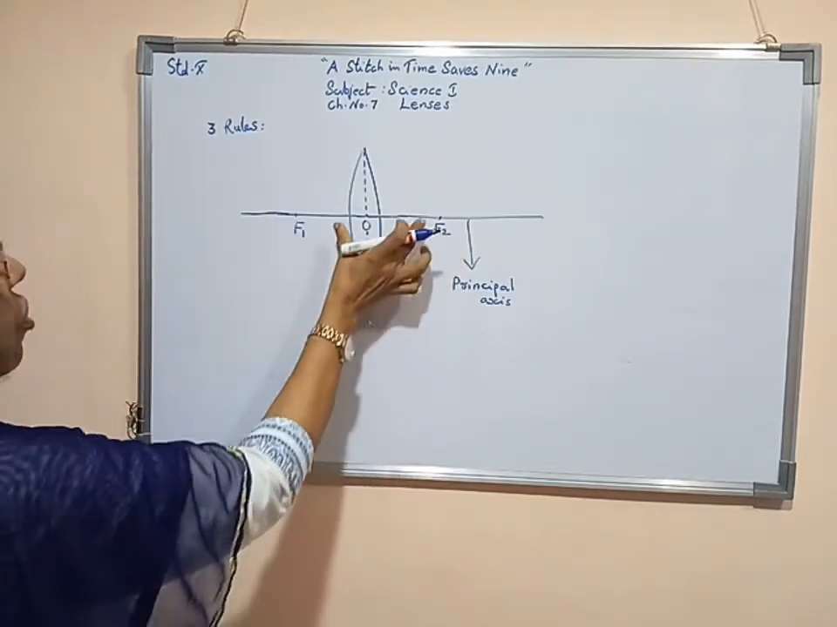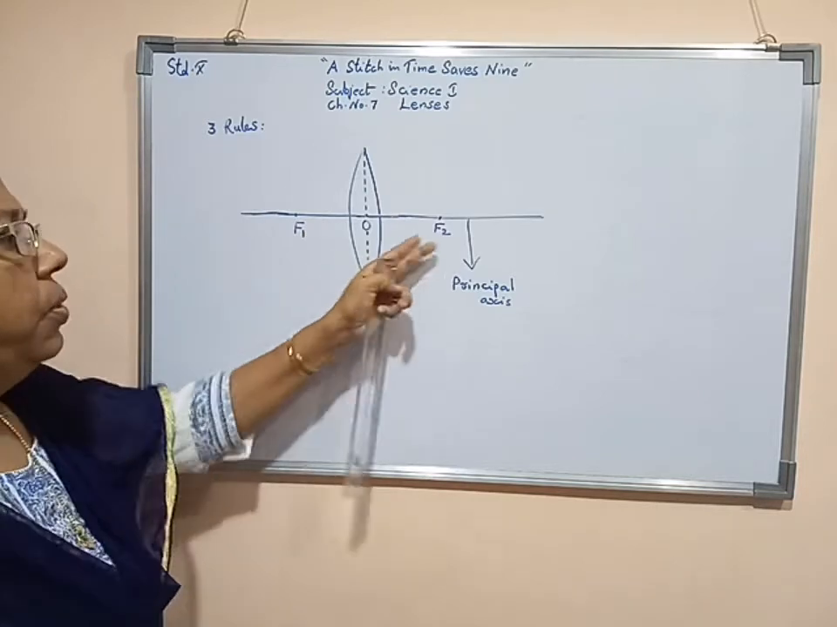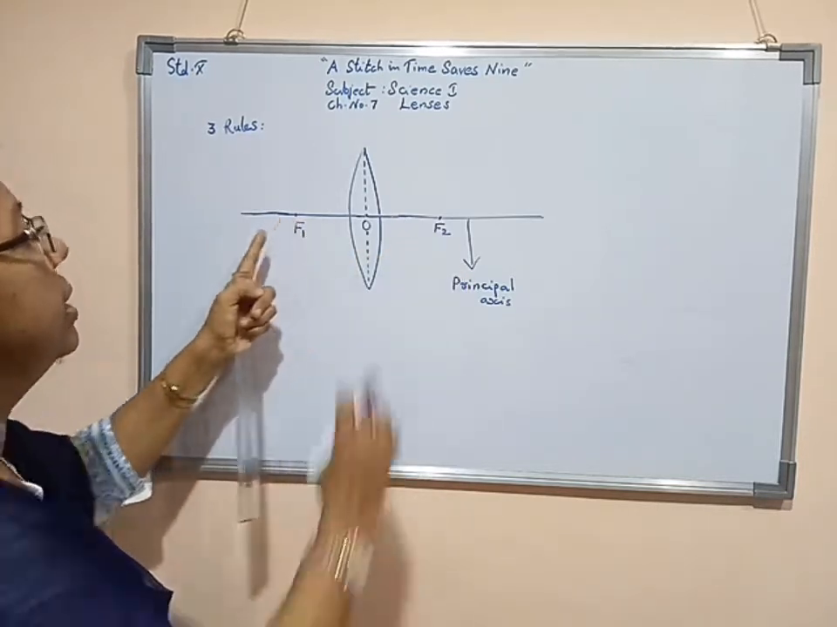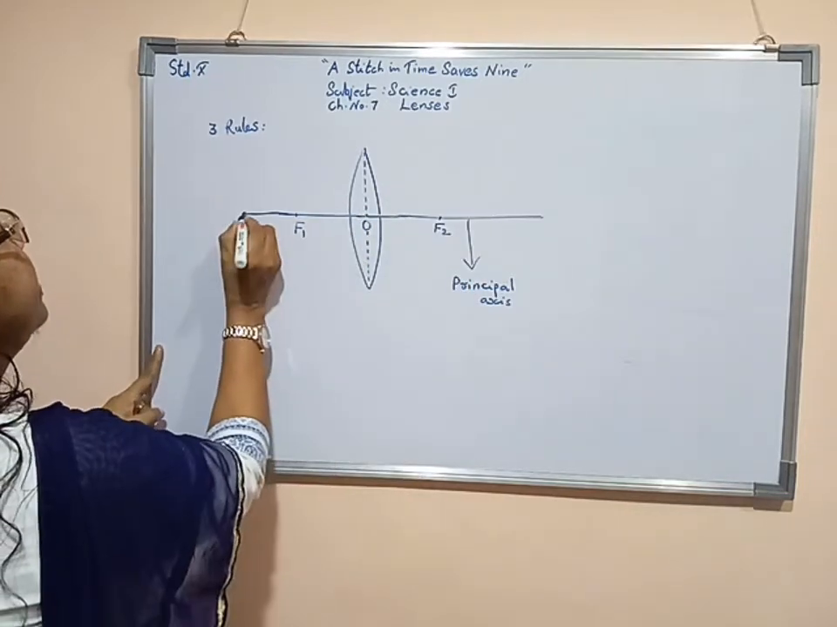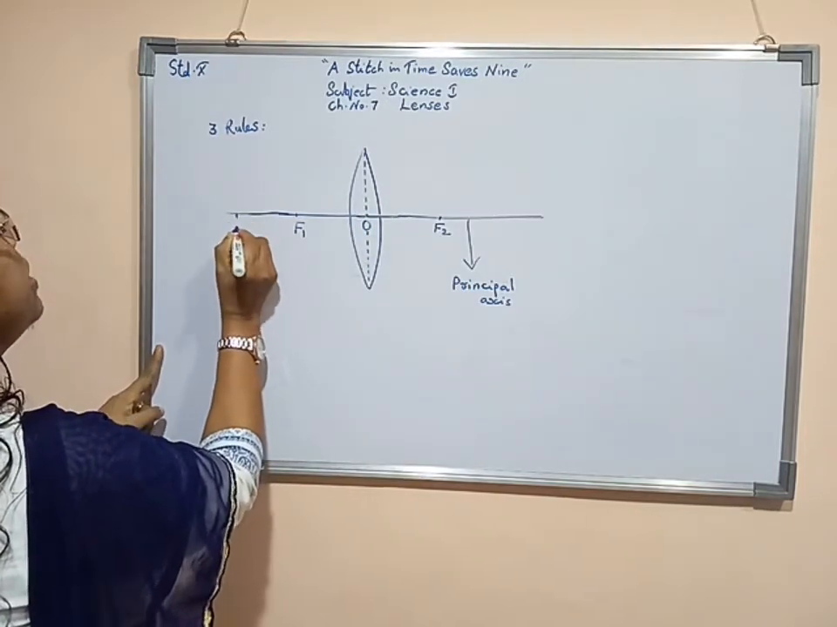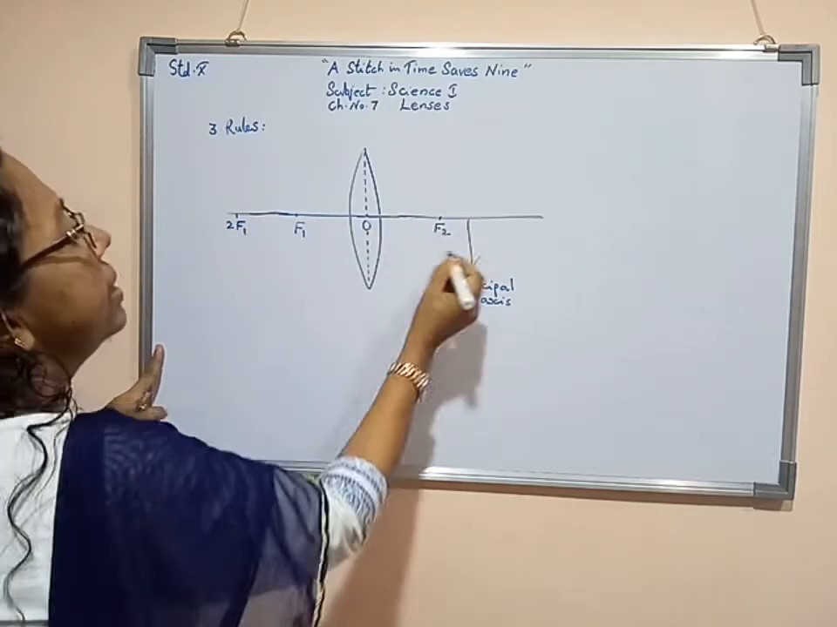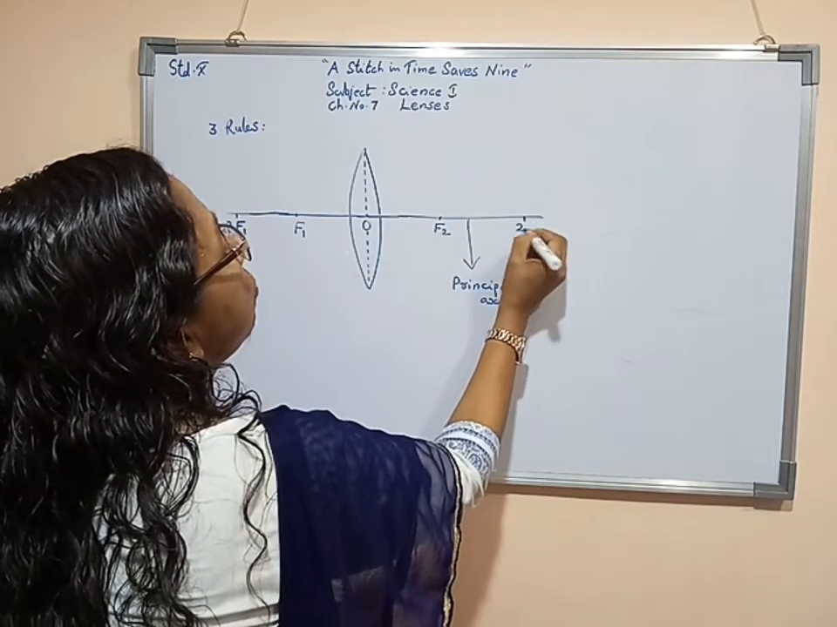That means principal focus. Each lens will have 2 principal focus. This is F1, first one. This is F2. Each side has 2 principal focus. F1 to F1 this side, F2 to F2.